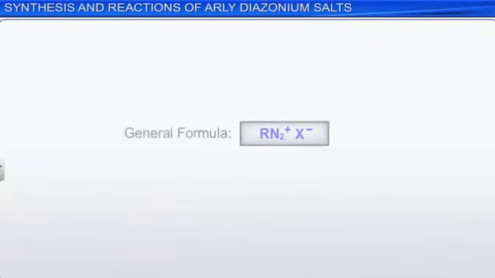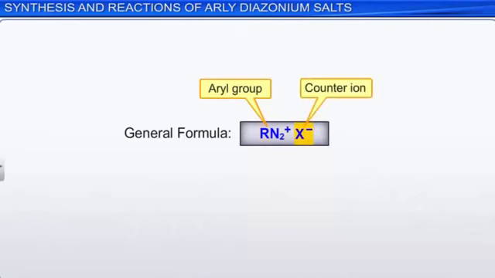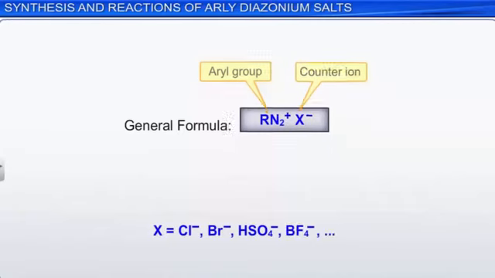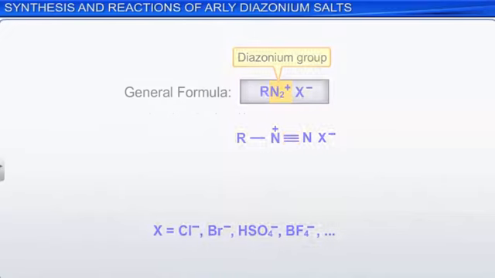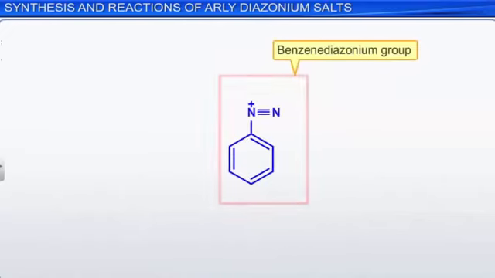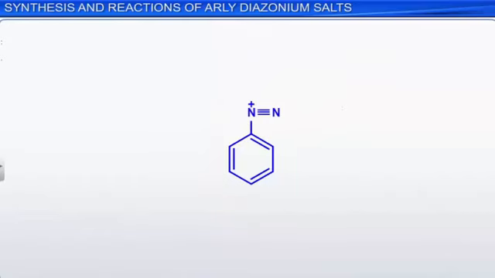Diazonium salts have the general formula RN2X, where R is an aryl group. The counter ion X- may be a chloride, bromide, or hydrogen sulfate, or a tetrafluoroborate ion. The diazonium group consists of two nitrogen atoms, triply bonded to each other with an overall +1 charge. Aryl diazonium salts are used as intermediates to synthesize a wide variety of organic compounds.